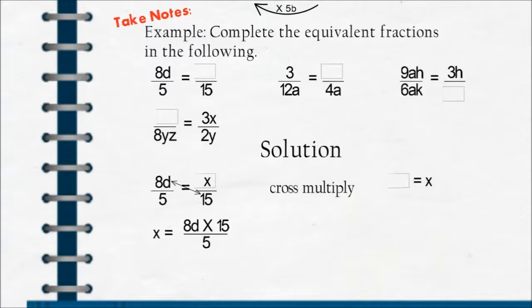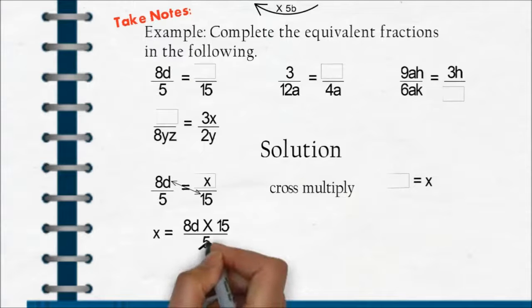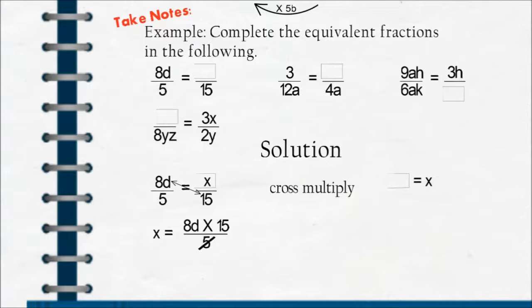Now we have 5 at the denominator and we have 15 at the numerator. So 5 will divide 5, 1, and 5 will divide 15, we have 3. So what we're left with is 8d multiplied by 3. Therefore, x is equal to 24d. So there we have it. 8d over 5 equal to 24d over 15. That is the equivalent fraction.